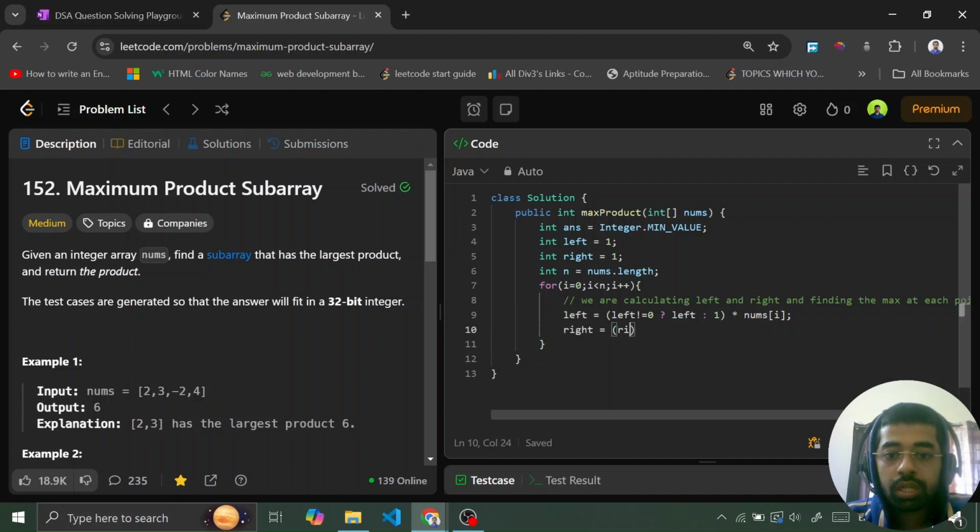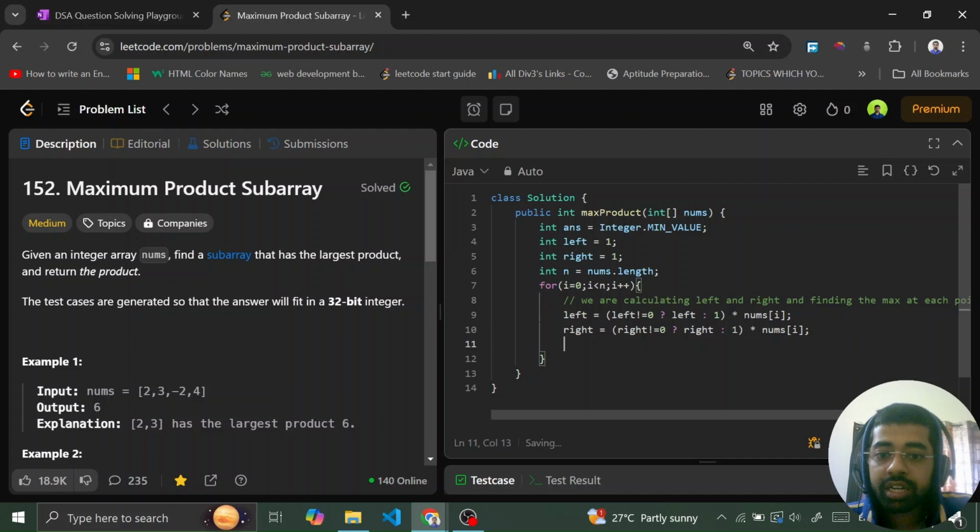What we will do is, if right is not equal to 0, in that case we make it right, else 1, and into nums of i. Okay, now we have actually calculated the left and right. At this point we have to calculate the max value among answer and the left and right. So what this line basically does is give us the maximum value among the answer, left and right.